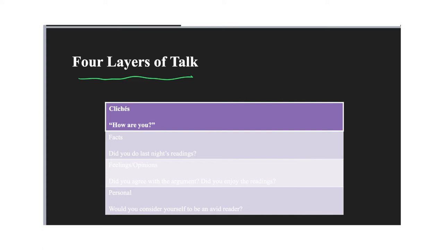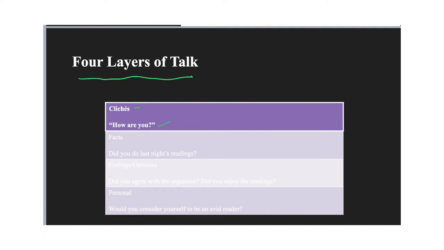So first, you have cliches, and what makes cliches is just that they're your typical scripted conversation that you have with pretty much anyone. How are you? How's your day? How's the weather? Those kinds of things. Very cliche, just everyone hears them. They don't really go anywhere. Even "how are you" is an example.